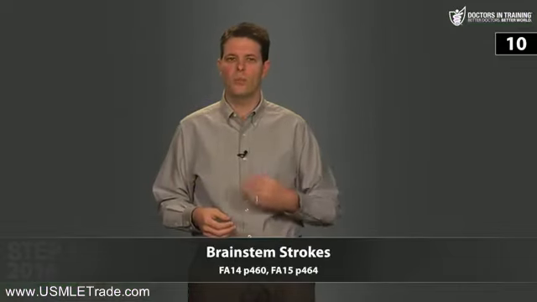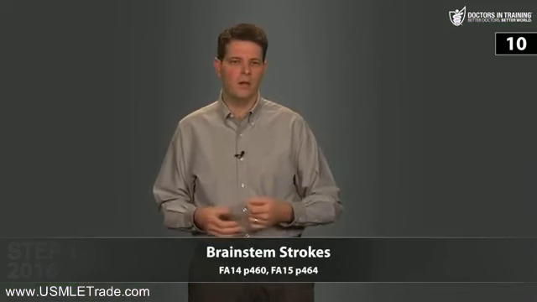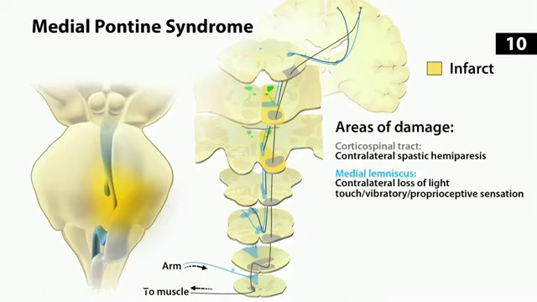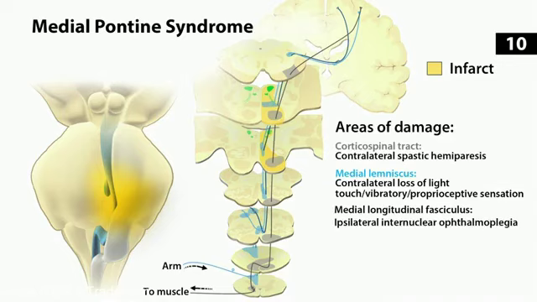So question number 10 says, what are the symptoms of medial pontine syndrome? So you have contralateral spastic hemiparesis due to corticospinal tract damage. You have contralateral loss of light touch, vibration sense, and proprioception due to medial lemniscus damage. You may see internuclear ophthalmoplegia, which is due to damage of the MLF, the medial longitudinal fasciculus. Now I'm going to explain what that is in just a moment, but this is part of those eye findings I described in the nystagmus.